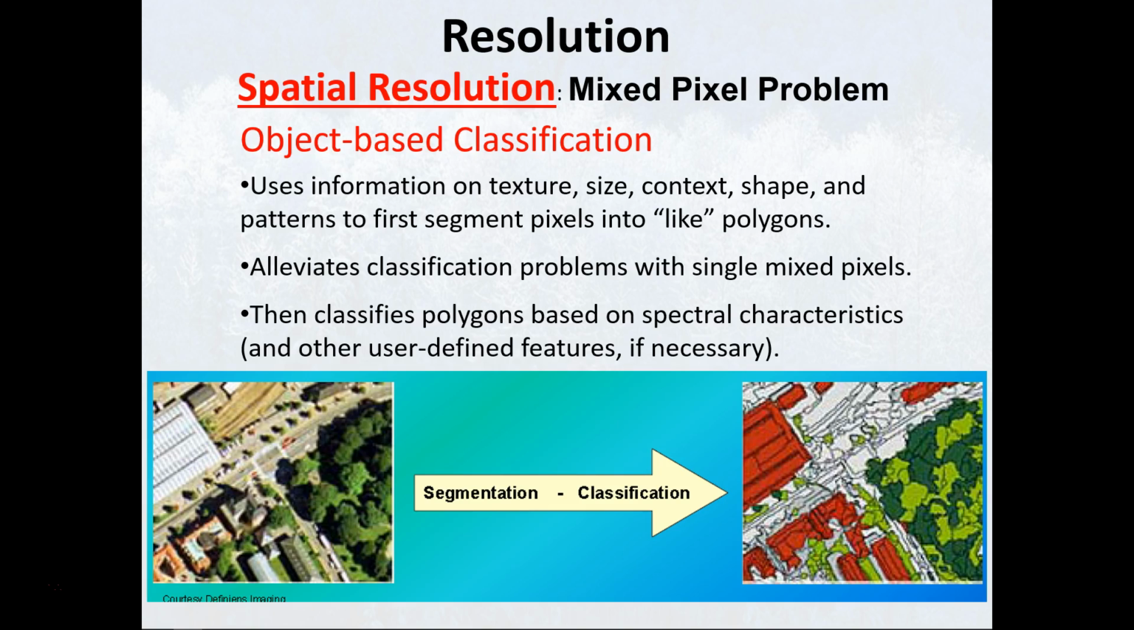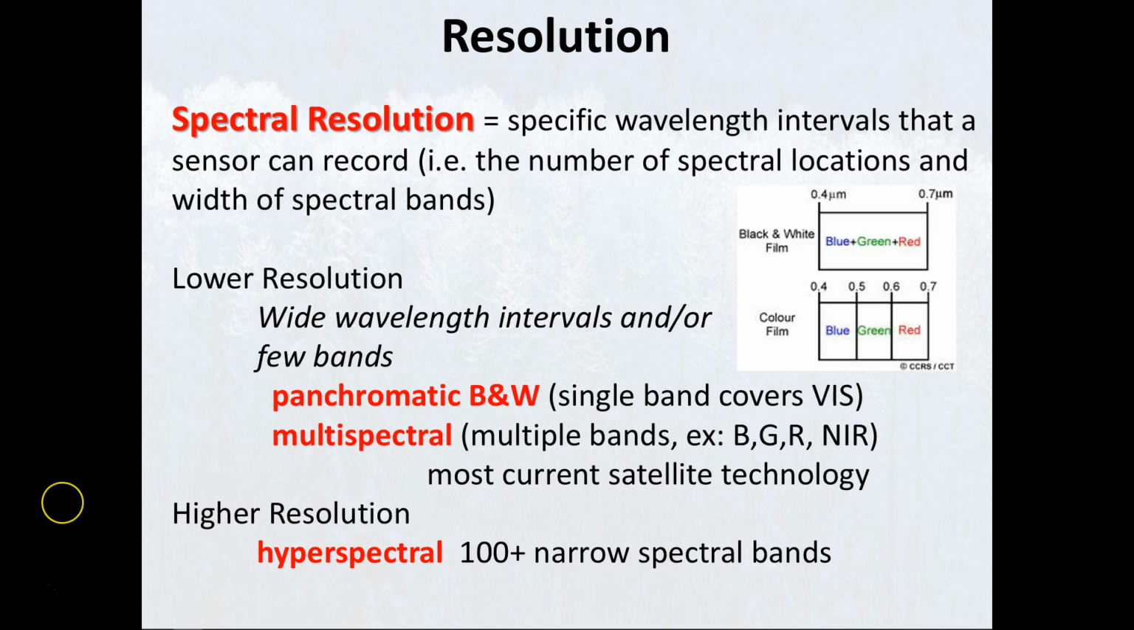By combining similar areas into polygons before classifying, OBIA avoids the big field with randomly misclassified forest pixels in the middle of it. Finally, shifting gears to spectral resolution.